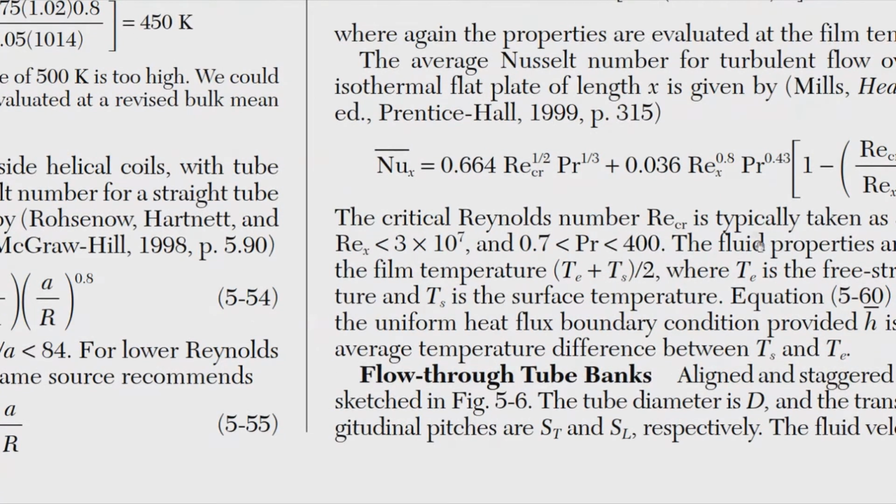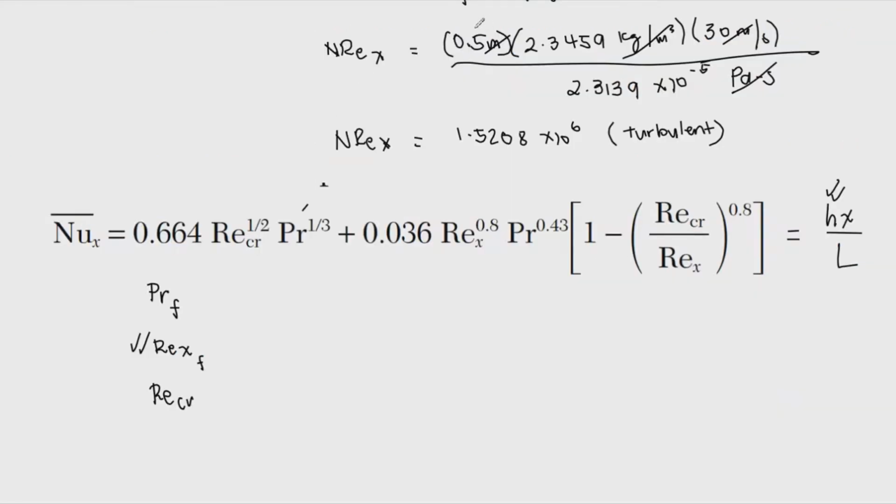For further reading, you can see that the fluid properties are evaluated at the film temperature. So this is what I was doing before. Anyway, the critical Reynolds number would be 5 times 10 to the 5th, so we'll be substituting this value for the critical Reynolds number. And I think that's all for now.